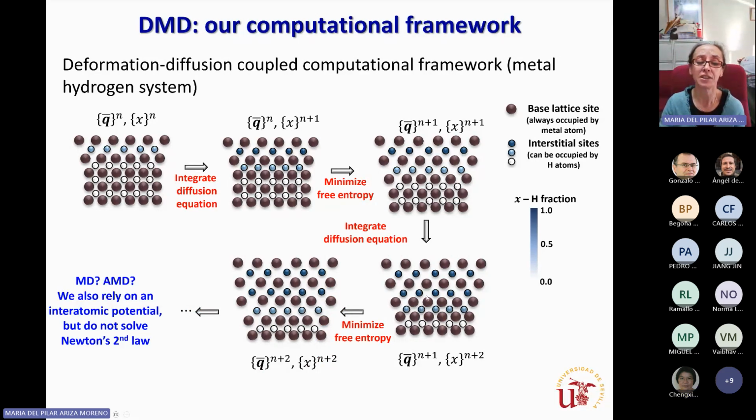So you see how the configuration is going to be evolving. And the question I have here is, is this molecular dynamics or another formalism for another model based on molecular dynamics? The truth is that we are solving the position of the atoms and the chemical part too, but we don't solve Newton's second law, which is what you solve in molecular dynamics, meaning that we don't follow the position of the atoms at every single movement. We average the movement of the atoms.